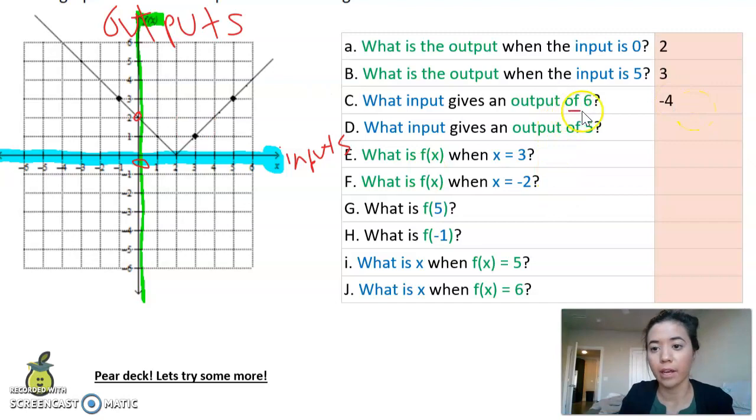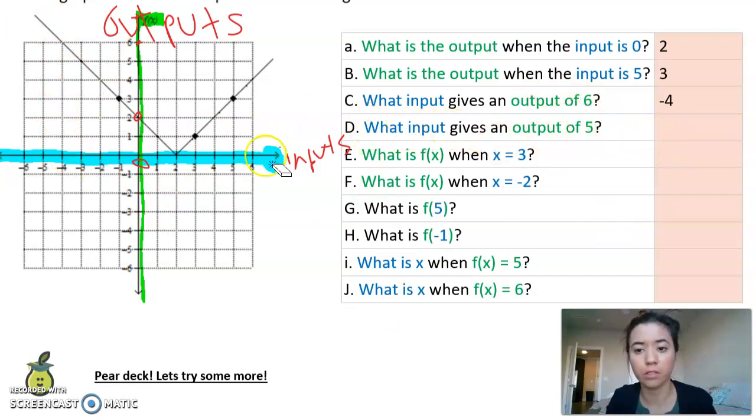So again, an output of 6, so I find 6 here on my green line on my output. And now I figure out at what x value my graph hits. I can see my graph over here, and that number was at -4. Okay, go ahead and pause me, and I want you to try this next one. What is the input when you have an output of 5? So again, find 5 on this green axis. What is your input? What is the number on the blue line?